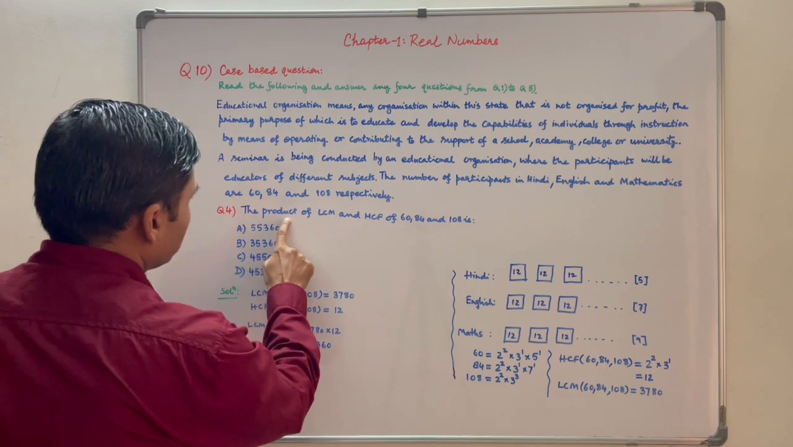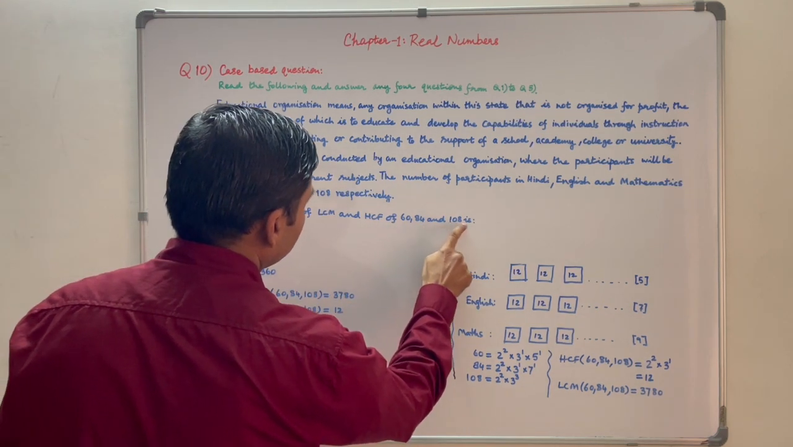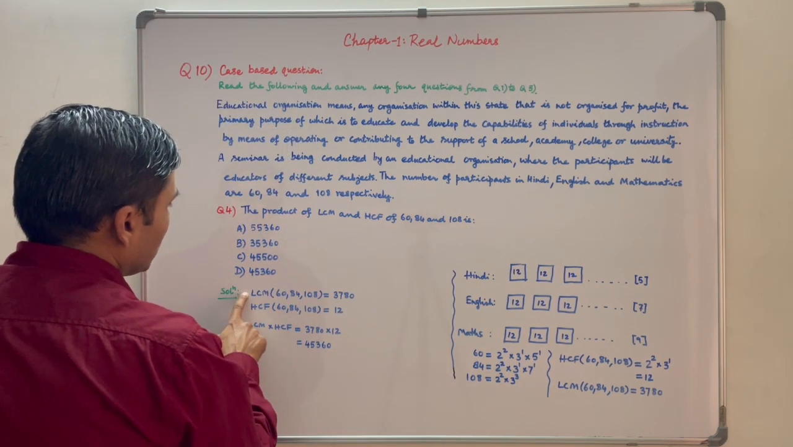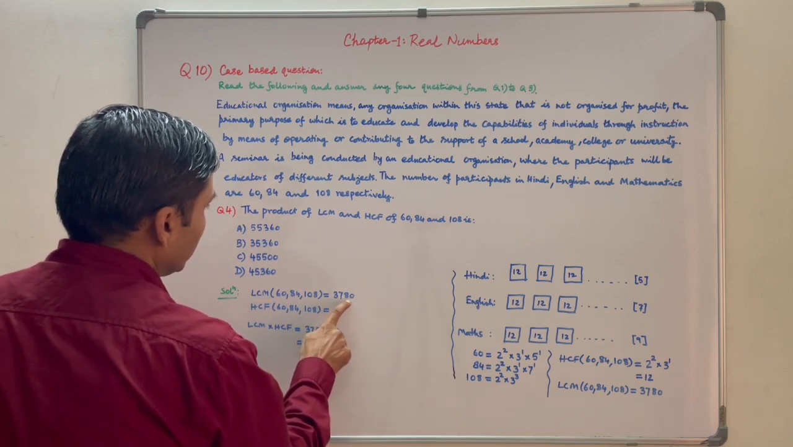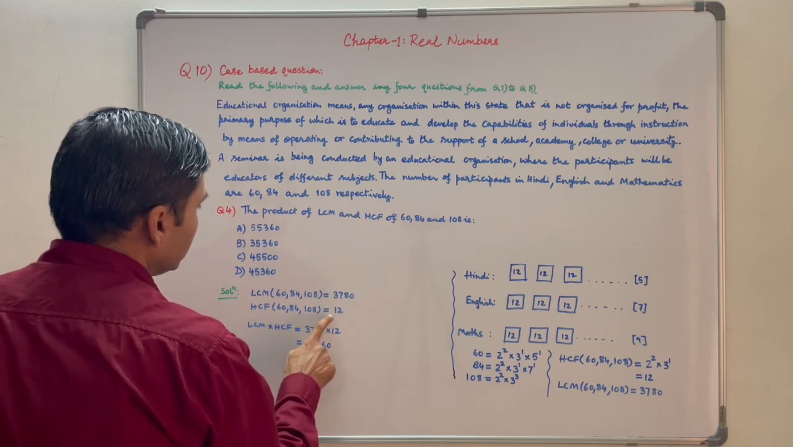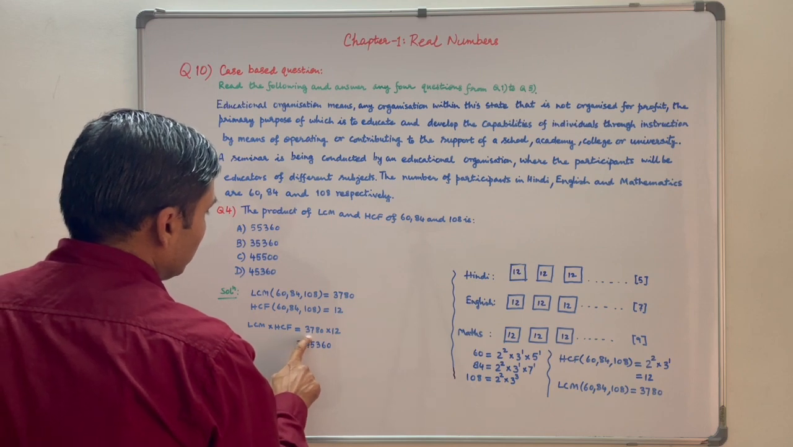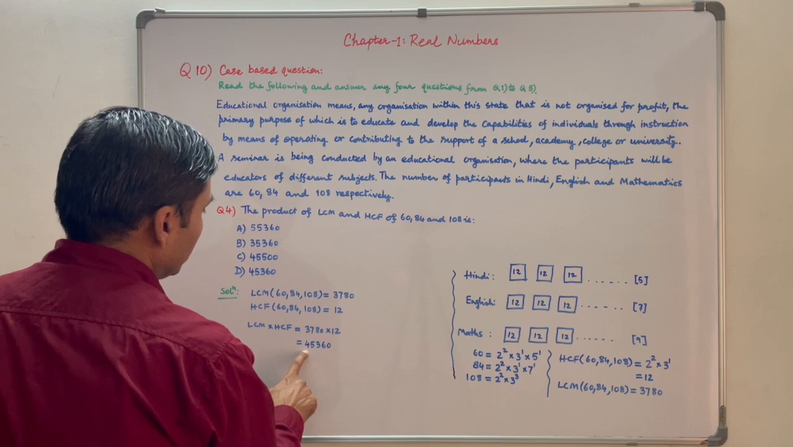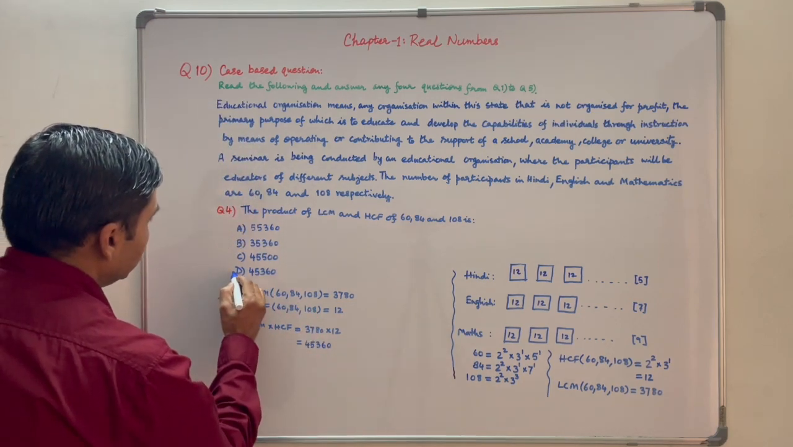Fourth question, the product of LCM and HCF of 60, 84 and 108 is. These are the options given. We have already figured out LCM of 60, 84 and 108 is 3780 and HCF of 60, 84 and 108 is 12. So LCM into HCF will be 3780 multiplied by 12, and that comes out to be 45,360. So the correct option is option D.